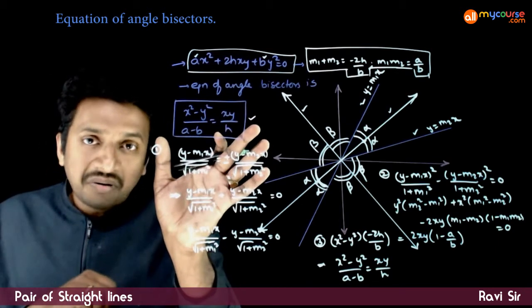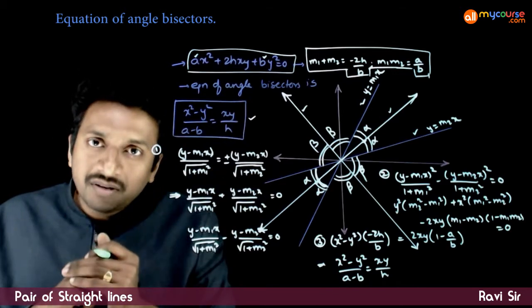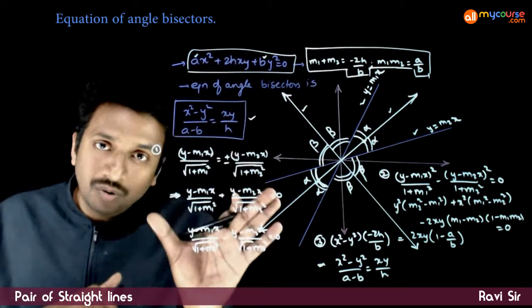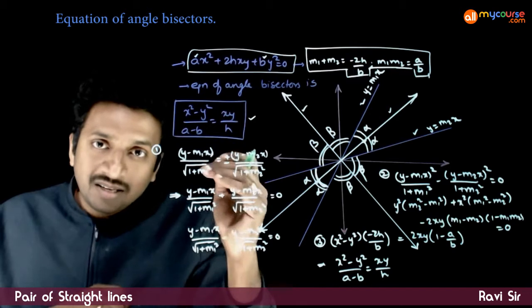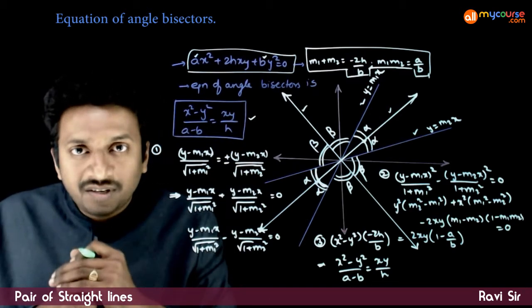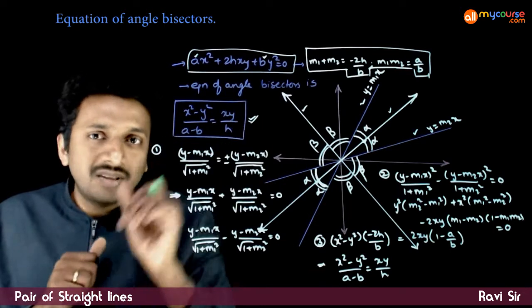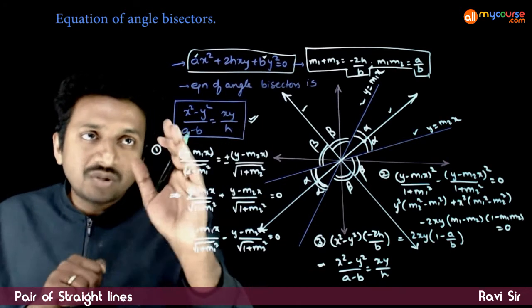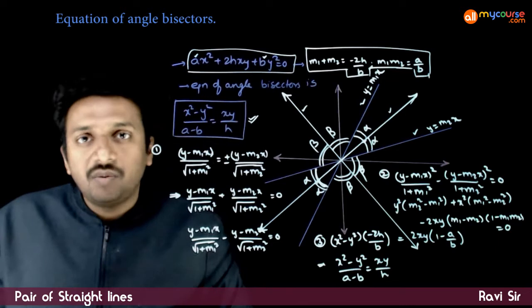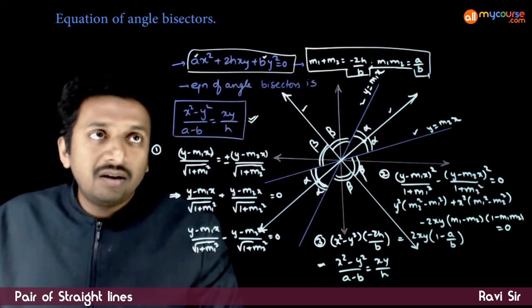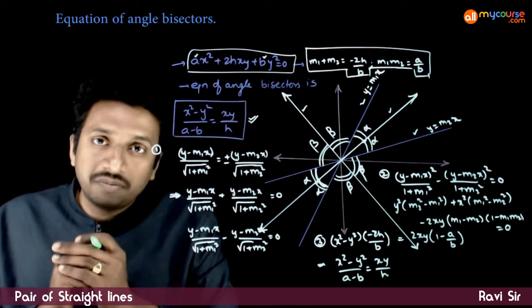The derivation of this is quite involved. So if you are interested in the derivation, go through the process. Let me just tell you the steps that are involved. And if you are just interested in remembering this equation, that will be enough. So x square minus y square by a minus b is equal to xy by h. Now how do we get this equation?